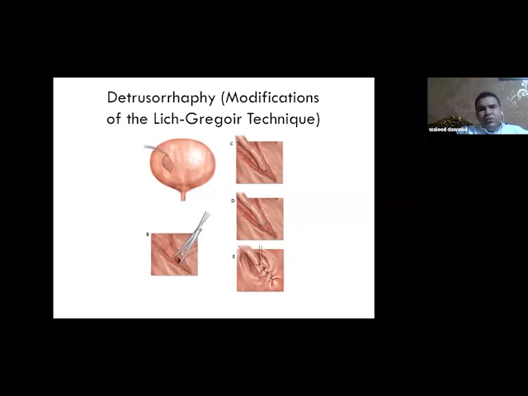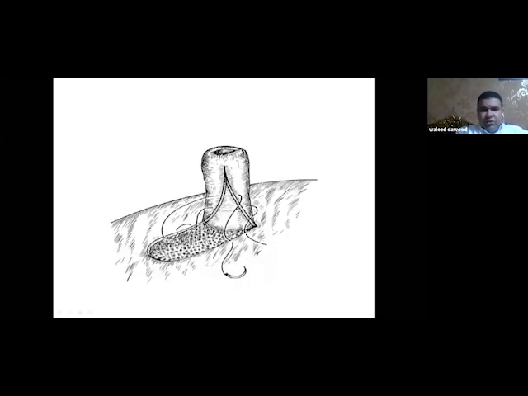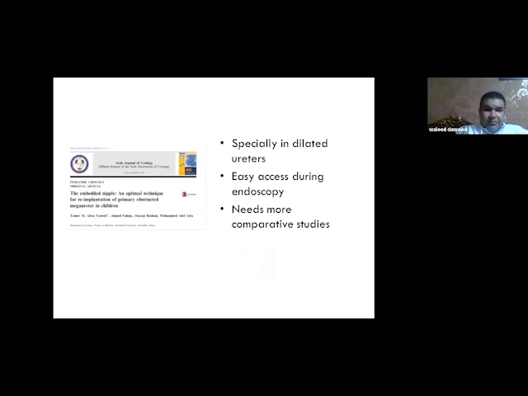Some techniques are not usually done, but we can do them in selected cases or selected situations, like the nipple reimplantation: the ureter inside the bladder, spatulated and nibbled here like that, and sutured to the bladder, especially in a hugely dilated ureter without fibrosis.